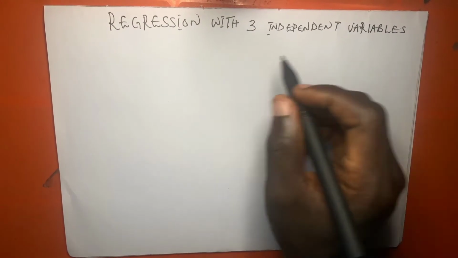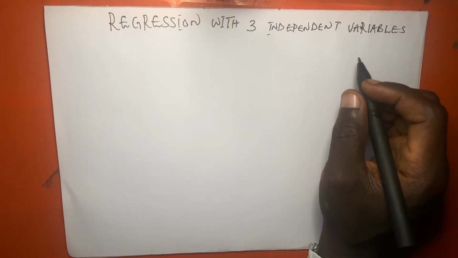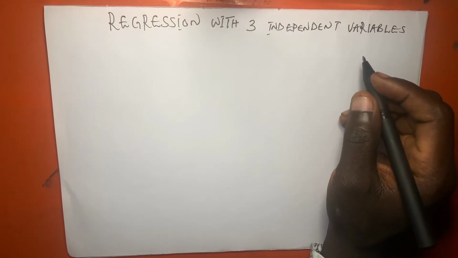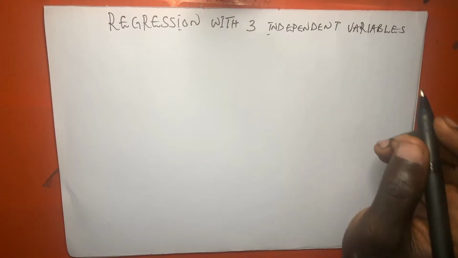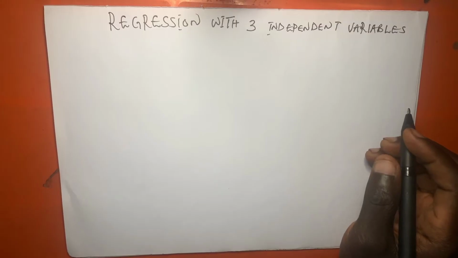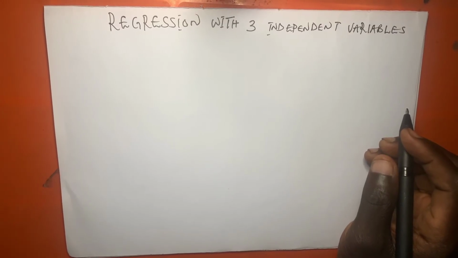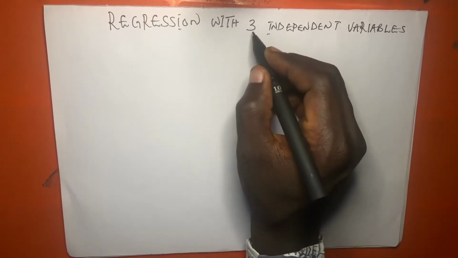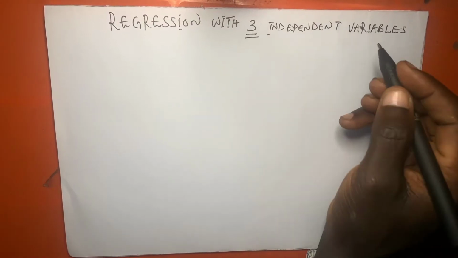Regression with three independent variables. That's what we'll be looking at today. In our previous video, we discussed regression with one independent variable, and we also discussed regression with two independent variables with different approaches, different methods. But today we are going to look at regression with three independent variables.